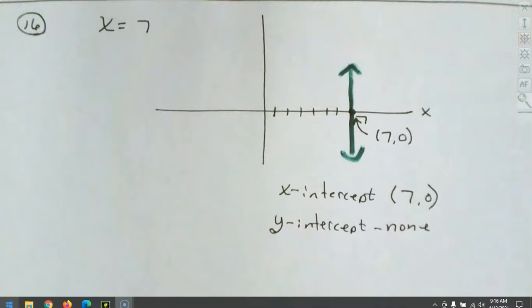Now there's one that's very similar, I believe, on question 15. Okay, what would 15 look like? 15 would be a horizontal line, right? And it would have a y-intercept, but no x-intercept. And I want to make sure we don't miss this question because this is one of the easier ones. There's not much to it. It's just understanding the concepts of vertical and horizontal lines.